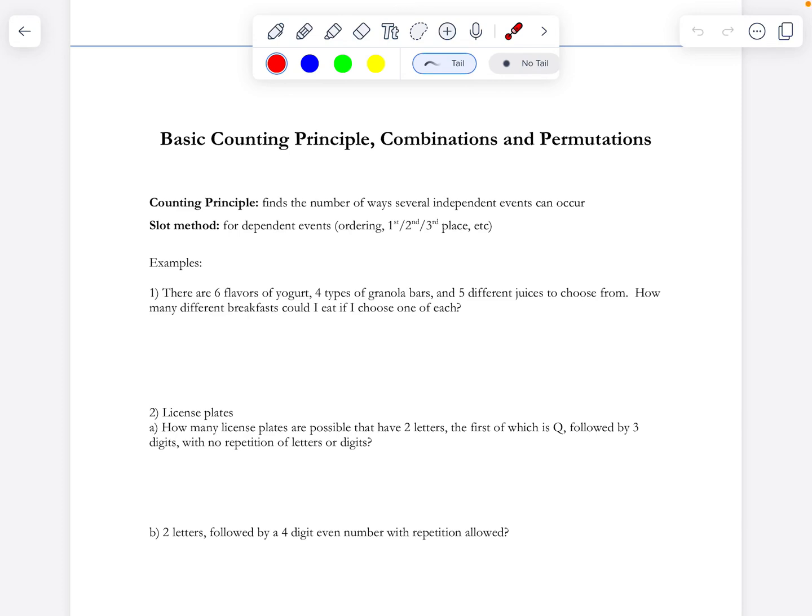Okay, I'm going to start talking about a couple things regarding what's called the basic counting principle, combinations, which we talked about, the formula the other day, and then permutations. So the counting principle, or we might call the multiplication principle, finds the number of ways several independent events can occur. I sometimes refer to it as the slot method. This is for dependent events. We can go ahead and multiply for the slot method, and this is when we order things.